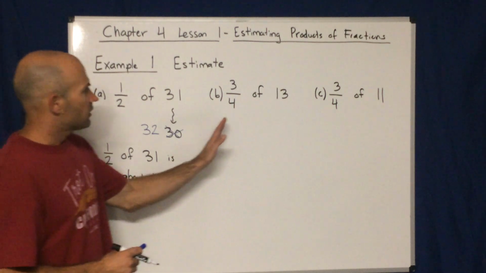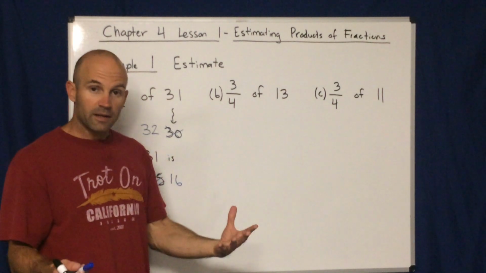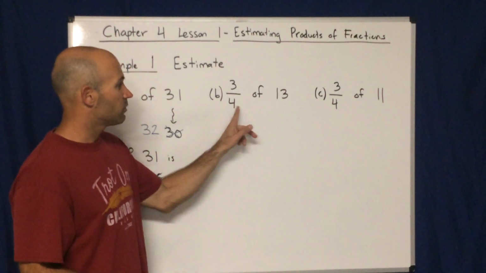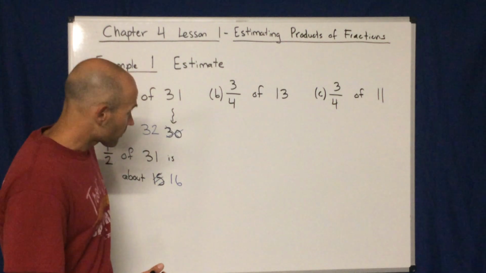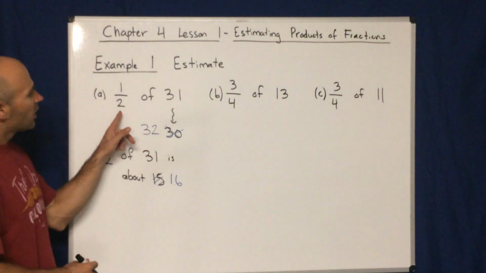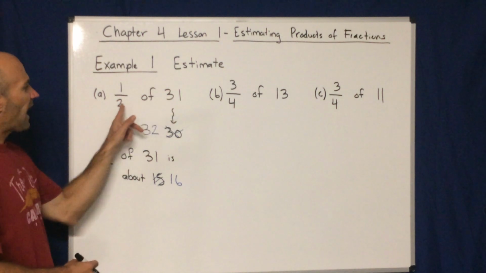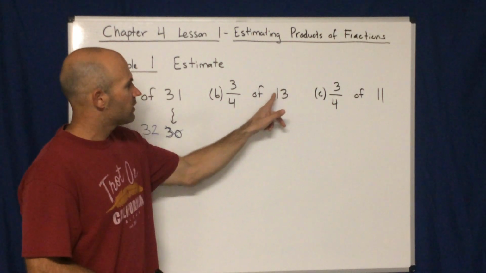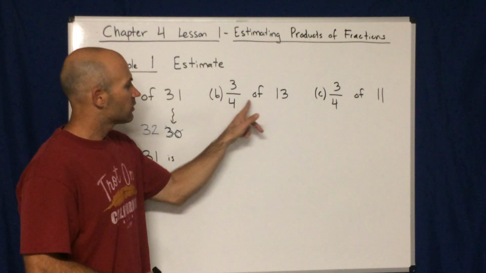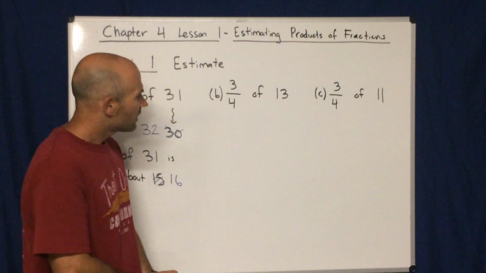All right, so let's move on to letter B. We want to know 3/4 of 13. What roughly is that equal to? Again, in lesson 2, they'll show you how to compute this product exactly, but here we're just going for a rough estimate. On the first one, I was really thinking about taking my number and halving it. Now what I'm thinking about doing is taking my number and dividing it into parts of size 4, so putting it into 4 equal groups.